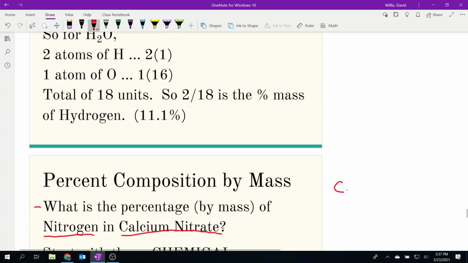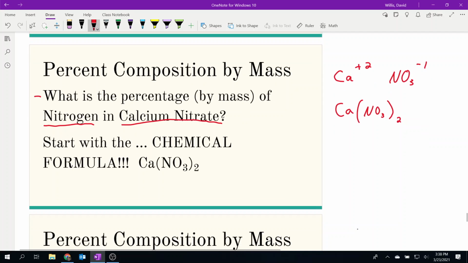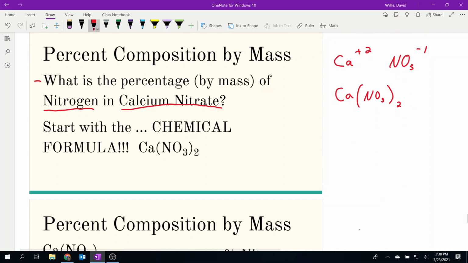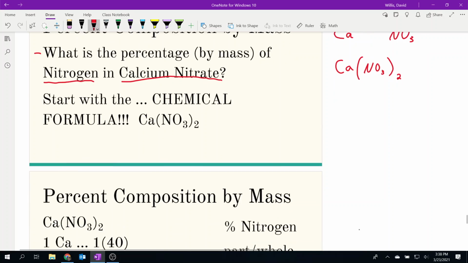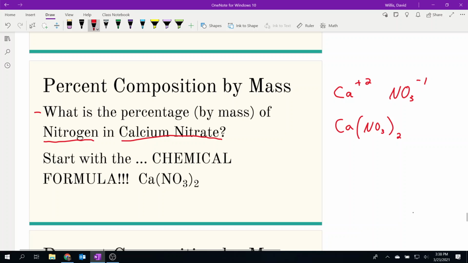Calcium is a +2. Nitrate, NO3, my polyatomic, is a -1. We'll grab and switch those, cross them up, and we will have Ca, calcium, we'll have one of those, and then we will have NO3, we will have 2 nitrates. So there's our chemical formula to begin with. And then when we do our percent composition, we need to know the part and we need to know the whole.